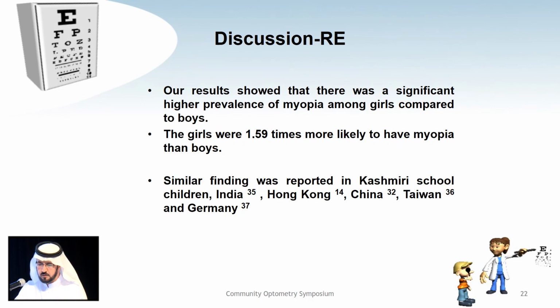Our results show a significantly higher prevalence of myopia among girls compared to boys. Girls were 1.59 times more likely to have myopia than boys. A similar finding was reported in Kashmiri school children in India, and in Hong Kong, China, Taiwan and Germany.